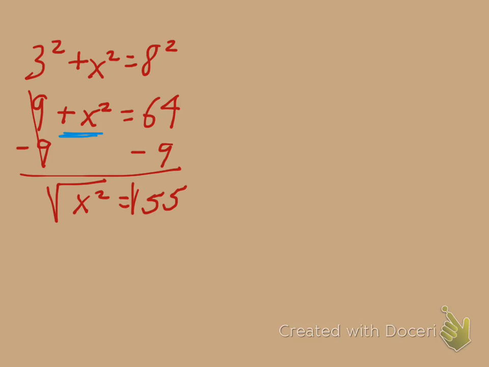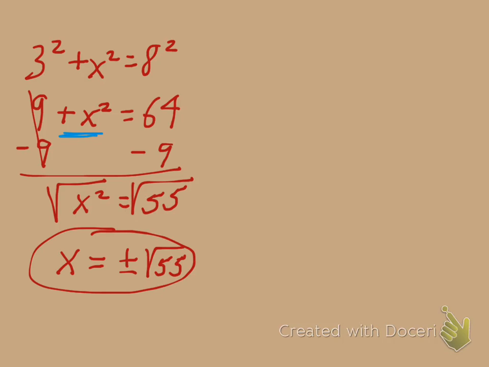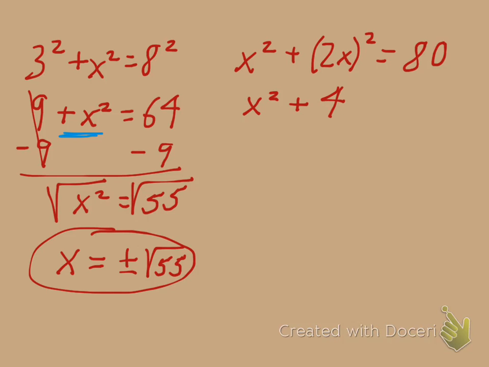Take the square root and think, are there any perfect squares in 55? And the answer is, well, no. So our answer is plus and minus the square root of 55. And finally, here is x squared plus the quantity 2x, quantity squared, is equal to 80. So order of operations tells us that we need to square anything in parentheses first. So it's going to give us x squared. And if we square 2x, we're going to get 4x squared.